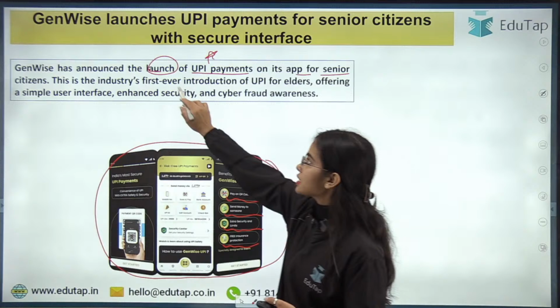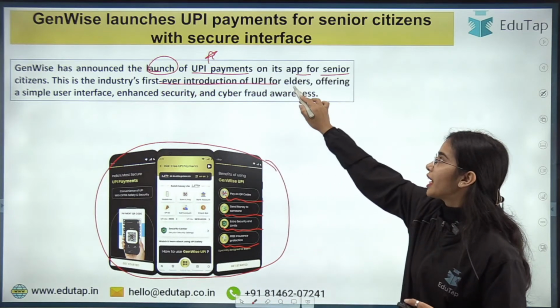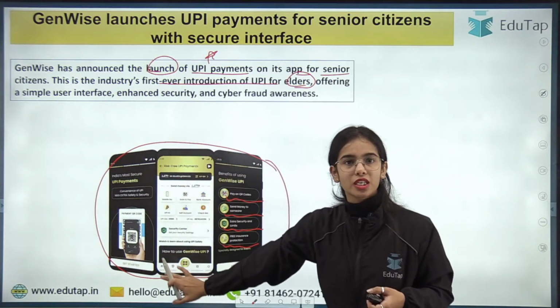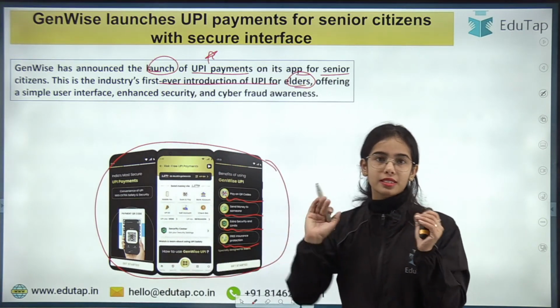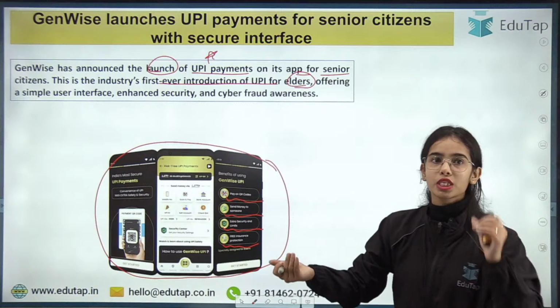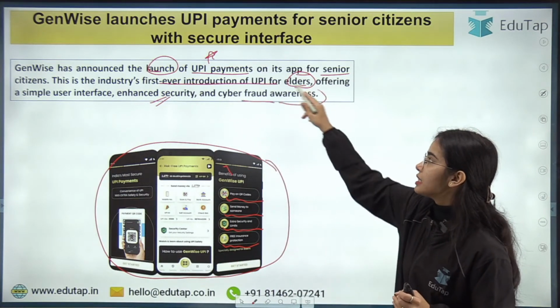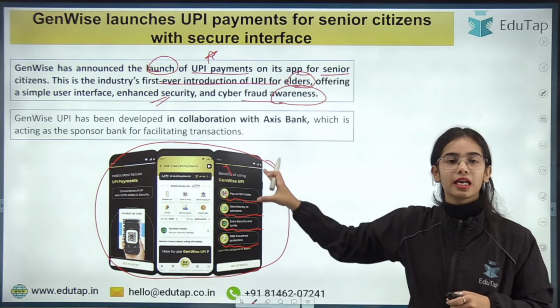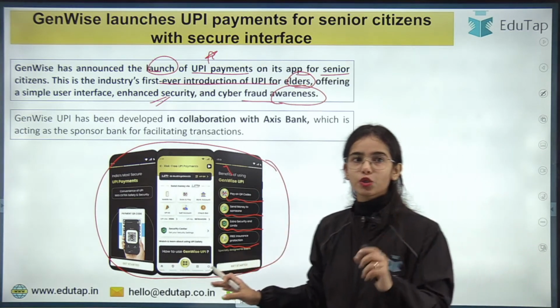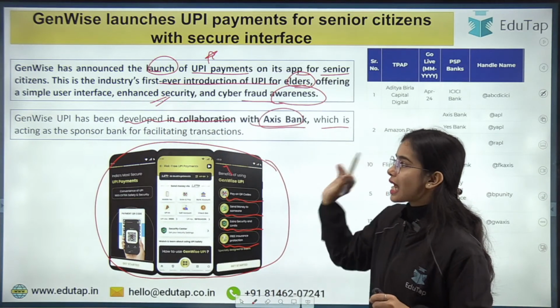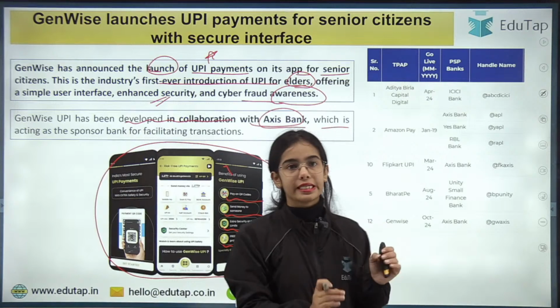This is the industry's first ever introduction of UPI for elders, offering a simple user interface. A very simple user interface has been kept so that senior citizens do not get confused, and enhanced security and cyber fraud awareness are also provided. GenWise UPI has been developed in collaboration with Axis Bank, which is acting as the sponsor bank for facilitating transactions.